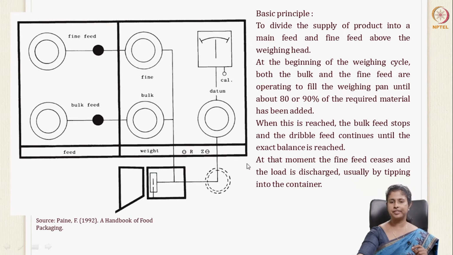Now, one of the basic principles here is they usually divide the supply of the product into two feeds. Here you can see it as bulk feed and the fine feed. At the beginning, both bulk feed and fine feed work till the package is filled to about 90% of the required material. Once they have reached 90%, the bulk feed stops, and then there is a dribble feed from the fine feed till you reach the weight that you require.